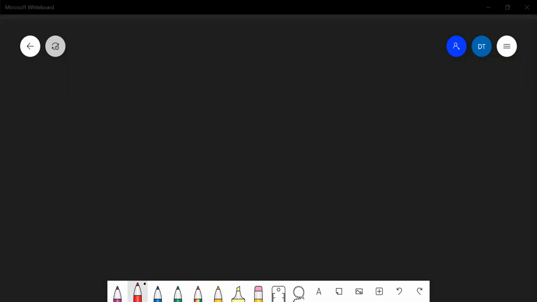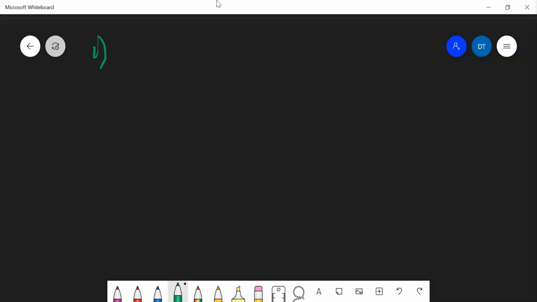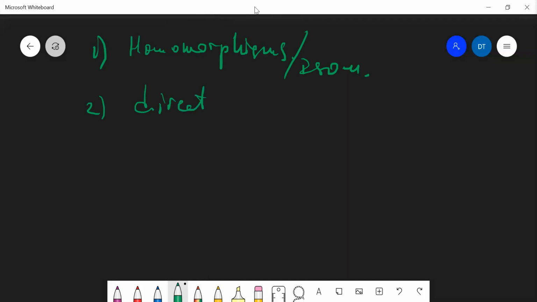Okay, guys. So I want to discuss these new notions that were introduced during the lecture. Let me list all the things that I want to discuss. The first thing is homomorphisms and isomorphisms. The second thing is the direct products. And the third thing is the finite abelian groups.